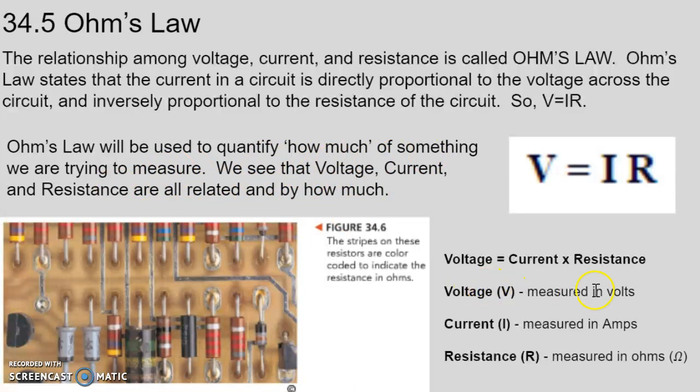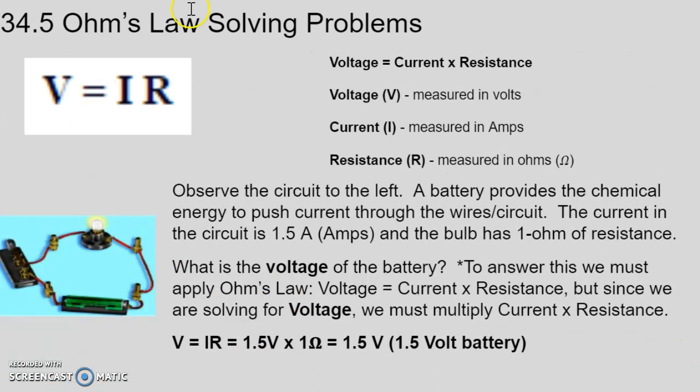So a quick summary. Voltage is measured in volts, or capital V. Current, I, is measured in amps, capital A. And resistance, R, is measured in ohms, omega. So let's solve a couple problems. Ohm's law, in this case, we're talking voltage equals current times resistance.